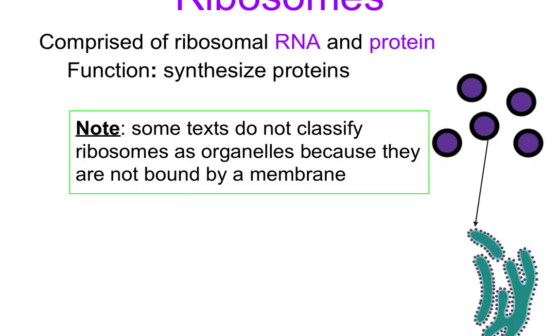Ribosomes, they manufacture proteins, and they can actually be free floating in the cytoplasm, or they could be associated with the surface of the endoplasmic reticulum. But they're comprised of ribosomal RNA and proteins. And their main function to synthesize proteins is something that we learn in detail later. But some texts do not classify ribosomes as an organelle because they're not bound by any sort of internal membrane. For our purposes, because they are so specialized, we are definitely going to call them an organelle.